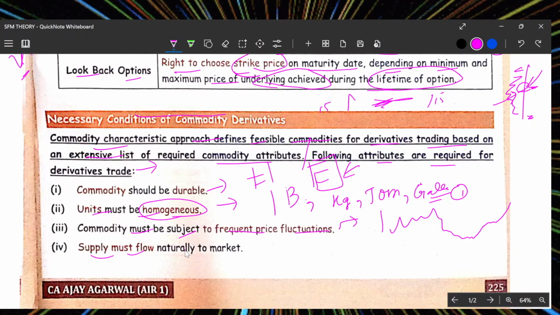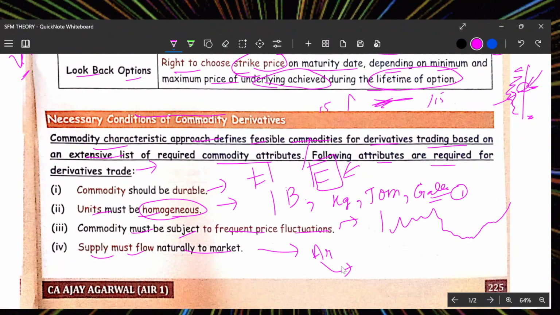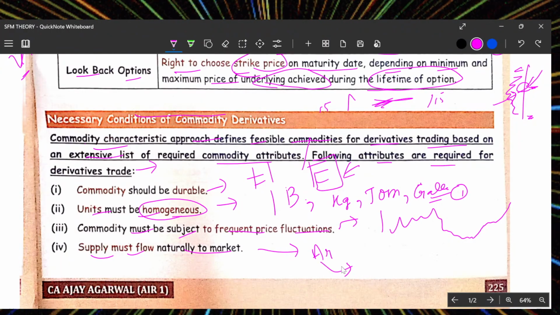The supply must flow naturally to the market. It should not be an artificial supply. It should be a natural flow of supply. So these are the necessary conditions for commodity derivatives.